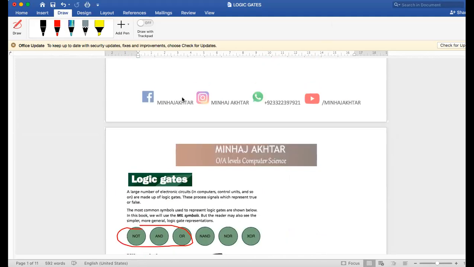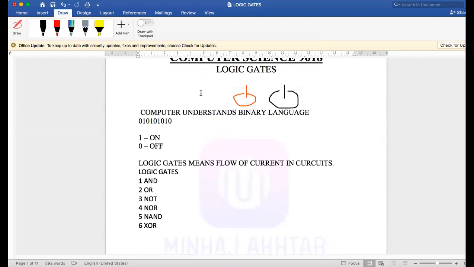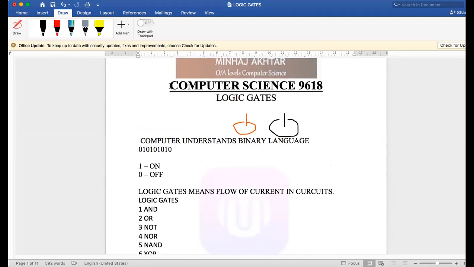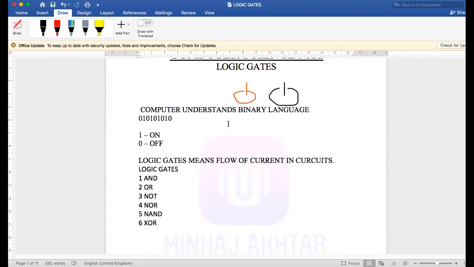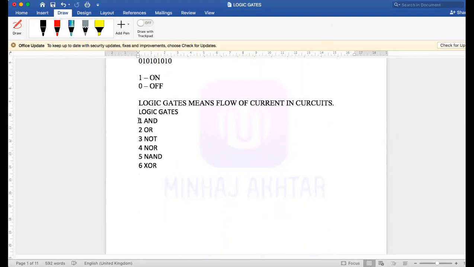Okay, so we are on the topic logic gates. This is our topic in 9618 AS level computer science, chapter number 3. It is a part of chapter 3 hardware. The logic gates are of 6 types, and to start, we are going to study 3 logic gates.